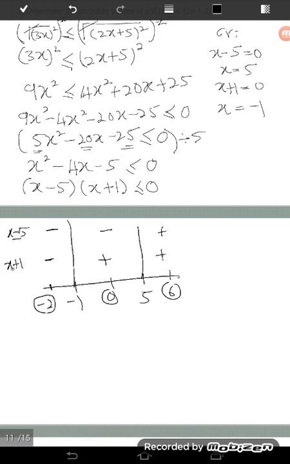The relation between this one and this one is multiplication. Therefore negative times negative, positive. Negative times positive, negative. Positive times positive, positive. So the answer we need is less than or equal to 0, which is negative. So we take the one in the middle. At the middle, the answer is negative 1 less than x less than 5.